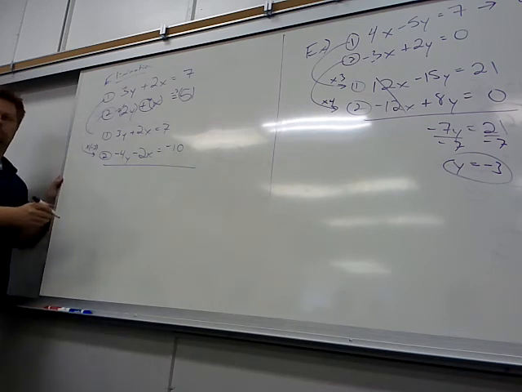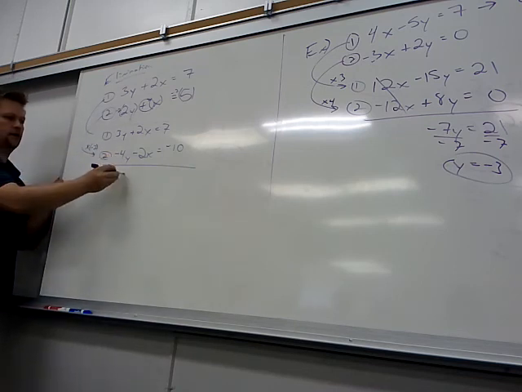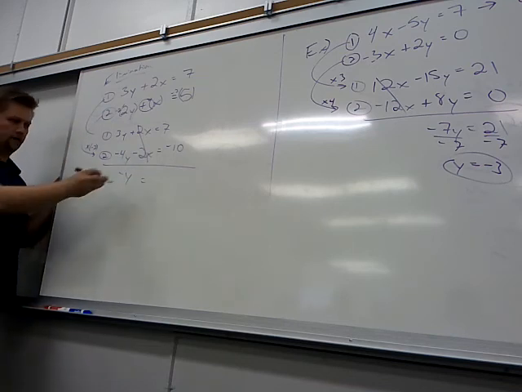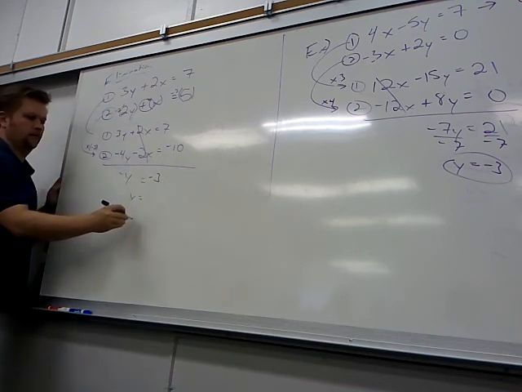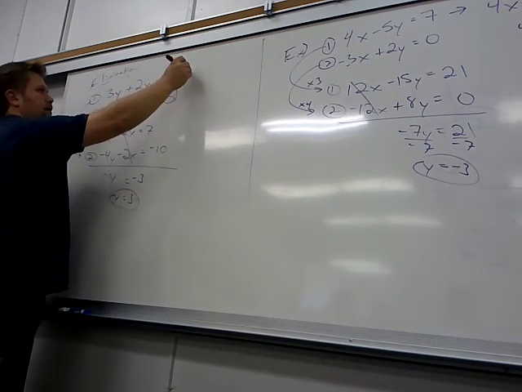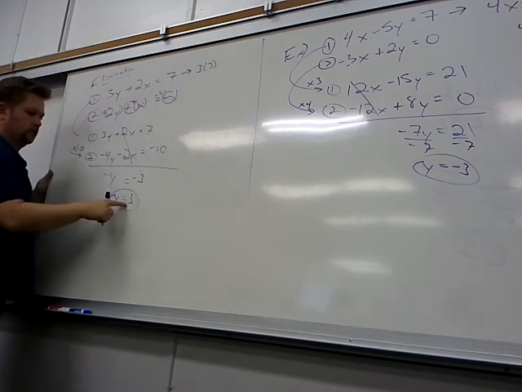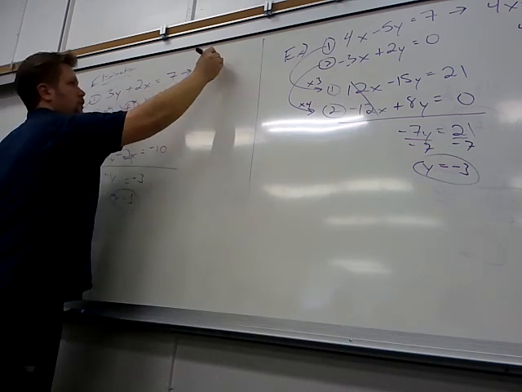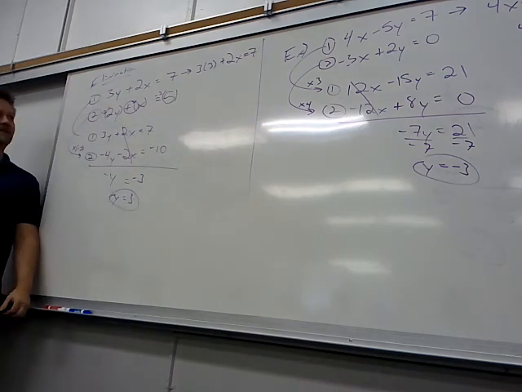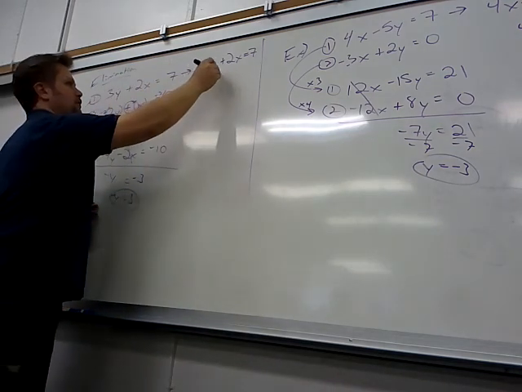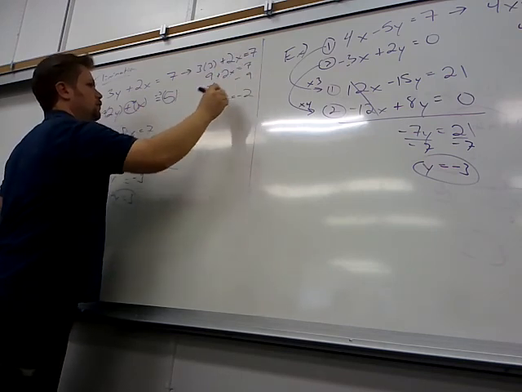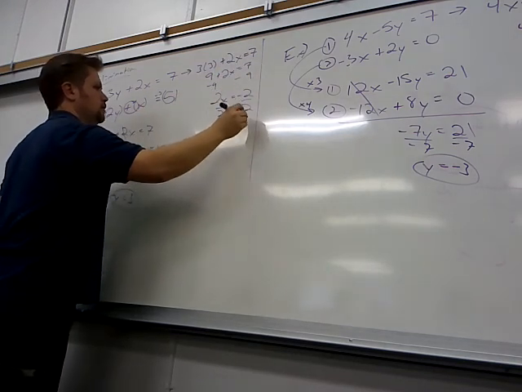Negative y equals 7, so y is negative 3. Now if I plug it in here, 3 times negative 3 is negative 9. So 9 plus 2x is 7. Subtract the 9, 2x is negative 2. Divided by 2, x is negative 1.